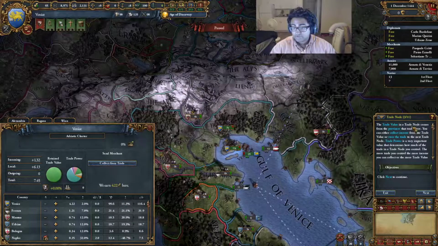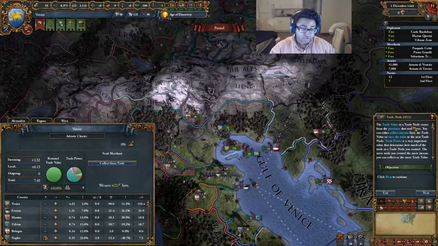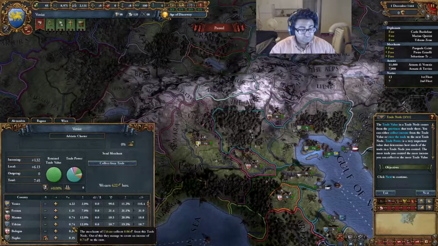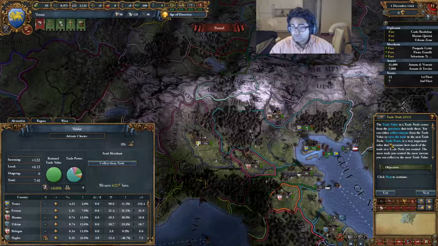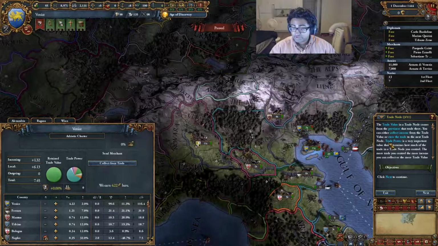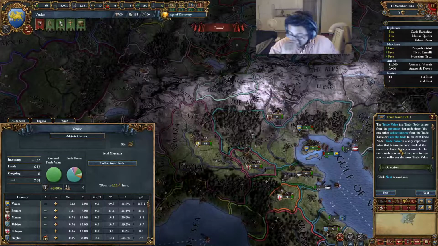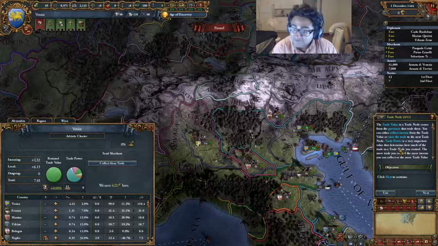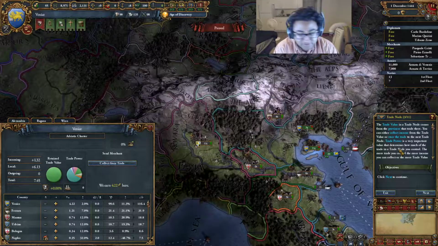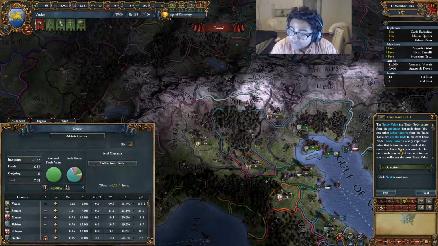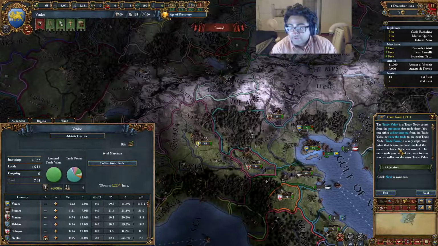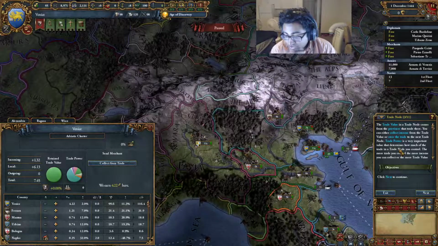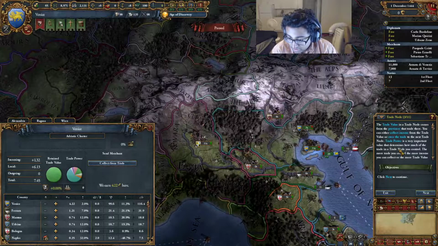The trade value in a trade node comes from the provinces that trade there. You can either collect income from the trade value or steer the trade to the next trade node. Okay, so the more provinces that trade at your node, the trade value goes up in that node.